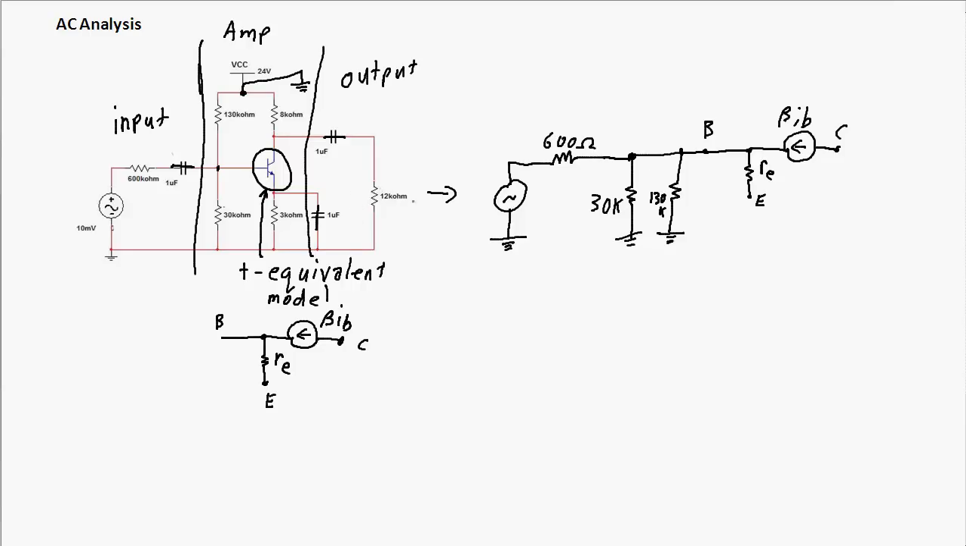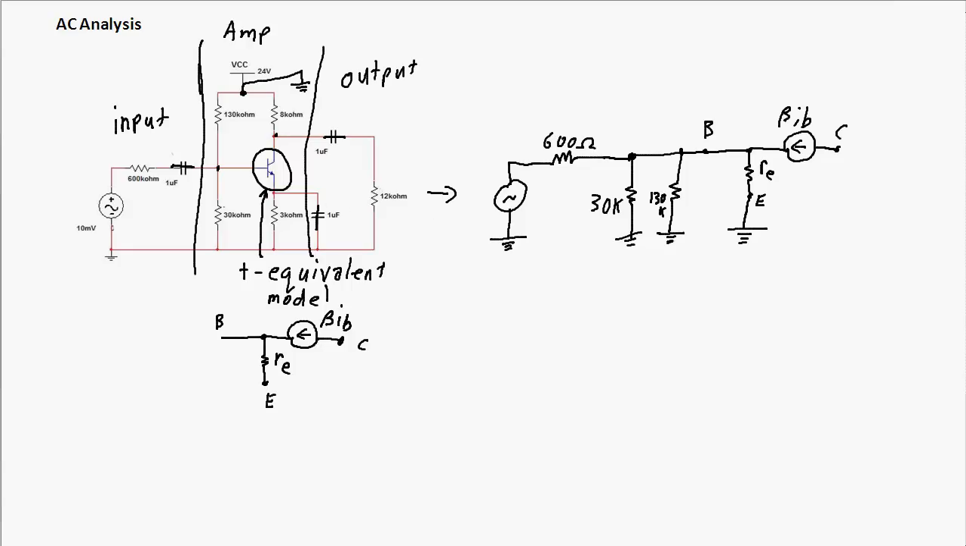Now let's look at what I need to draw here connected to the emitter. Well, we see that this capacitor is effectively a short for AC. And so my 3 kilo ohm resistor is actually getting bypassed. And what I end up with is my emitter, as far as AC is concerned, being connected directly to ground.